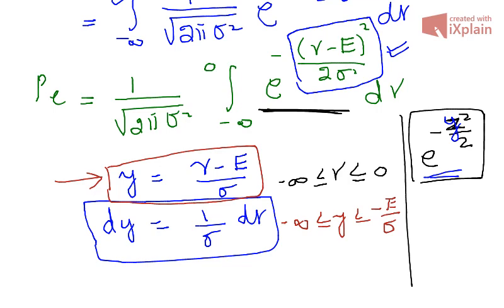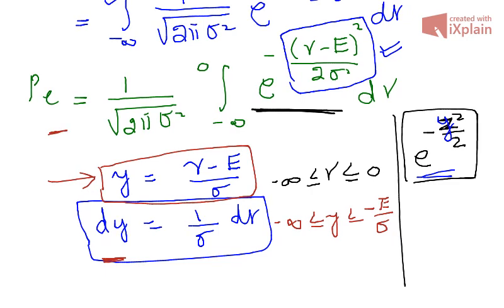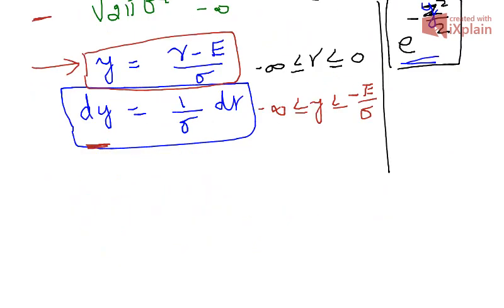Now we have all the values for the conversion for this change of variable. The limits are available, and we also find this dy. So we can rewrite the probability of error expression in terms of a new variable y. And if we write it with this new variable y, our probability of error would be equal to 1 over 2 pi sigma square integral.